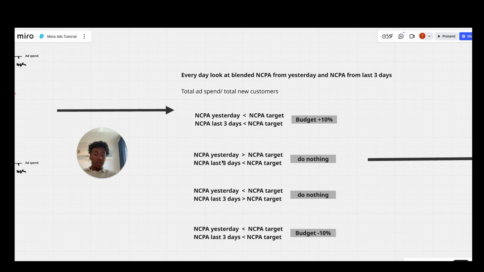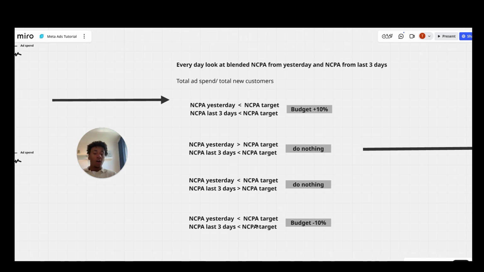And what happens if your NCPA of yesterday is higher than your target? However, in the last 3 days, it was lower. Then you do nothing. And the other way around, you also do nothing. But if both your NCPA from yesterday and your NCPA from the last 3 days are above your target, you decrease your budget by 10%.